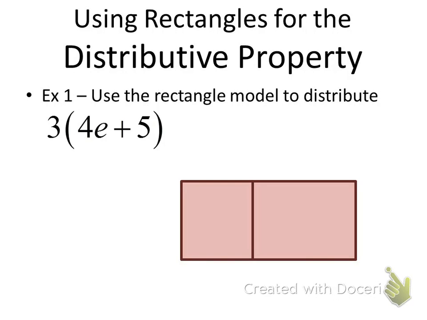Okay, so today's lesson, we're using rectangles for the distributive property. So example 1, we're going to use the rectangle model to distribute. Now, this is the information we have. We're going to use this information. We could simply just go 3 times 4e, and then 3 times 5 to get the answer, right?